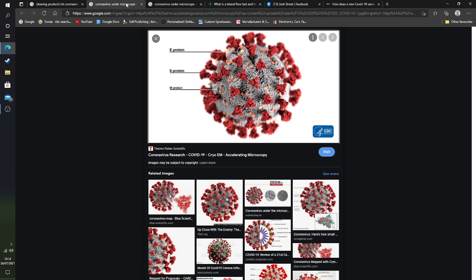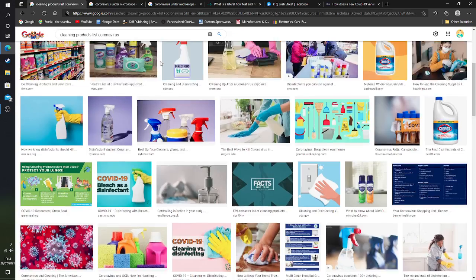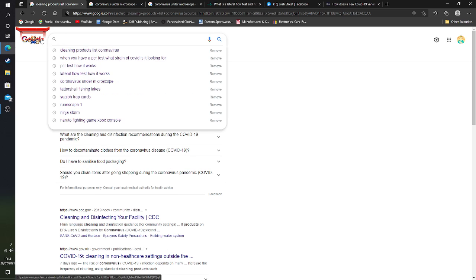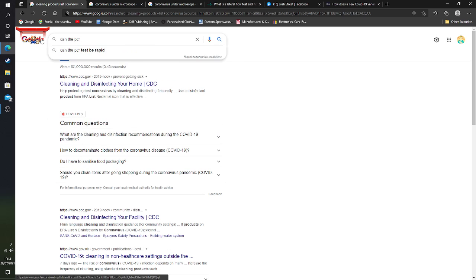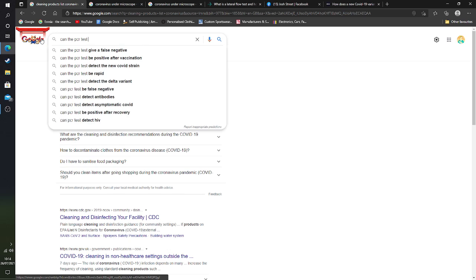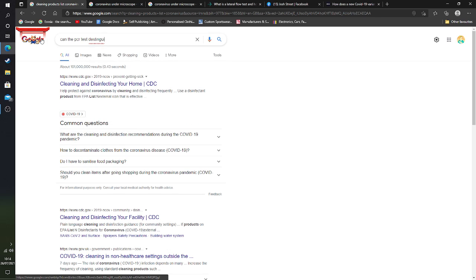So like I say, the question that I'm really asking is, can the PCR test distinguish between the original strain of COVID and the new ones?